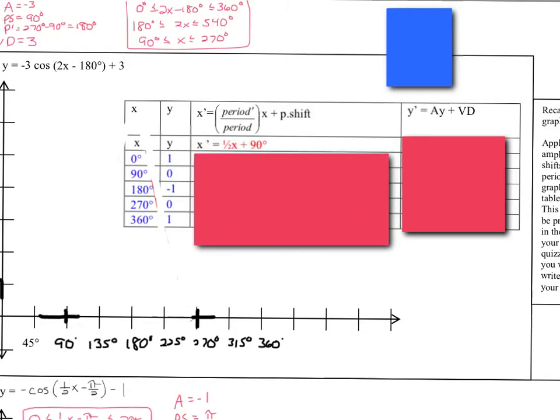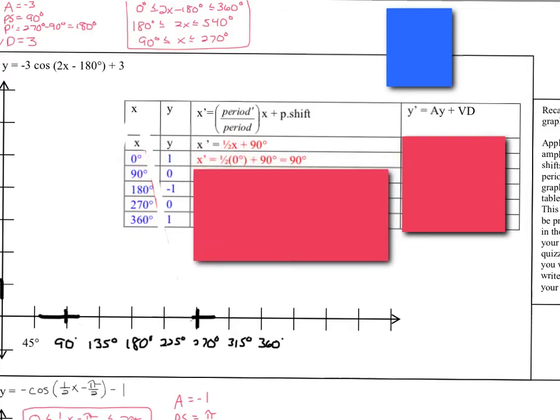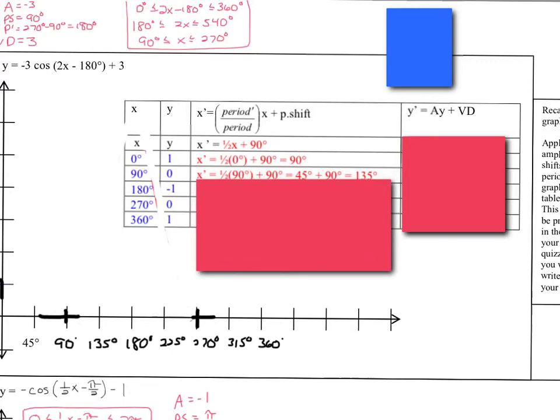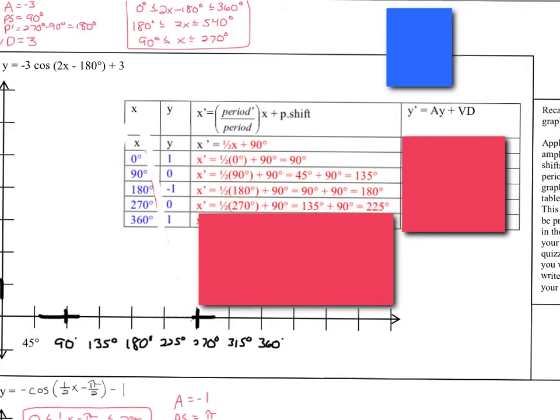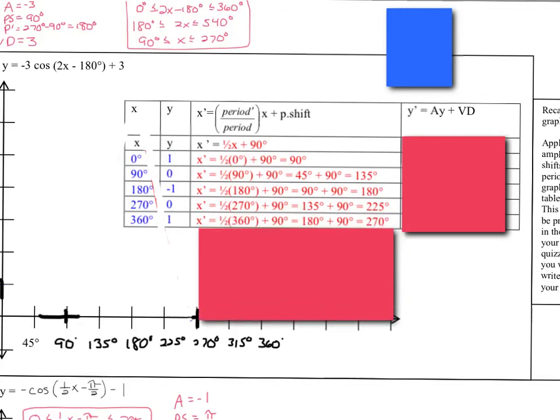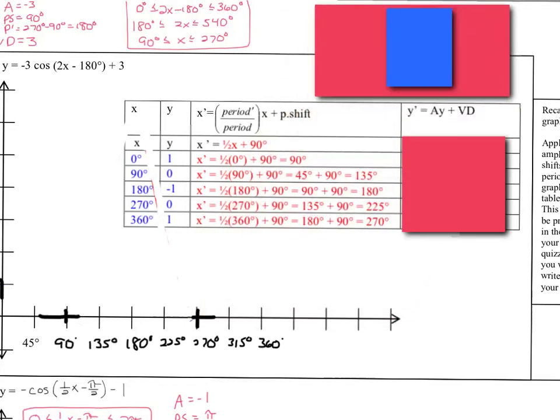You're going to take each of these x values and plug them into this. Half of 0 is 0 plus 90 is 90. Half of 90 plus 90 is 45 plus 90, which is 135. Half of 180 plus 90 is 90 and 90 is 180. Half of 270 plus 90 is 135 plus 90, which is 225. Then finally, half of 360 plus 90 is 180 plus 90, which is 270.